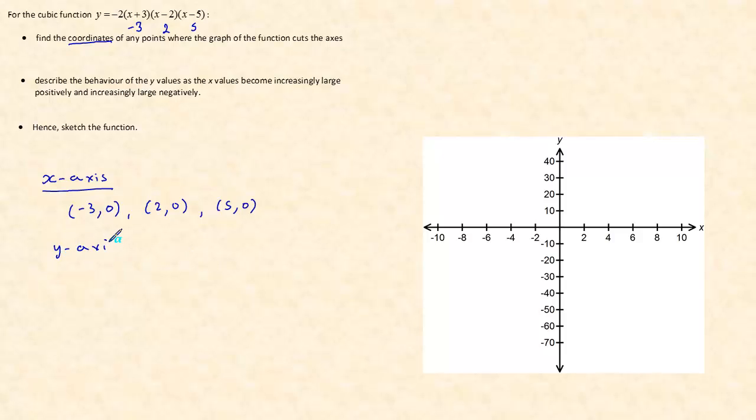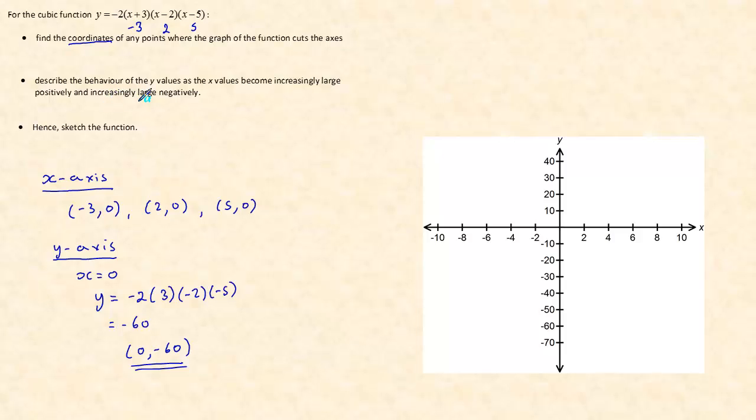Now for the y-axis, remember at the y-axis x is equal to 0. So y is going to be negative 2 multiplied by 3, then by negative 2, then by negative 5. So that's positive 10, 30, negative 60, giving us 0, negative 60.